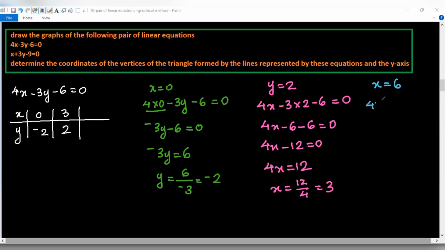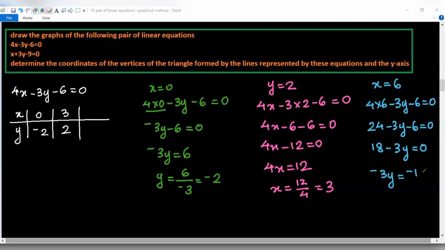So 4 into 6 minus 3y minus 6 equal to 0. 4 into 6, 24 minus 3y minus 6 equal to 0. 24 minus 6, 18. 18 minus 3y equal to 0. Next, we have to take this positive 18 to the right side. So, minus 3y equal to minus 18 or y equals minus 18 by minus 3. That is 6. Thus, we got another integer value, no? So, x is equal to 6 and y is equal to 6. This is also a solution. So, we can plot that.